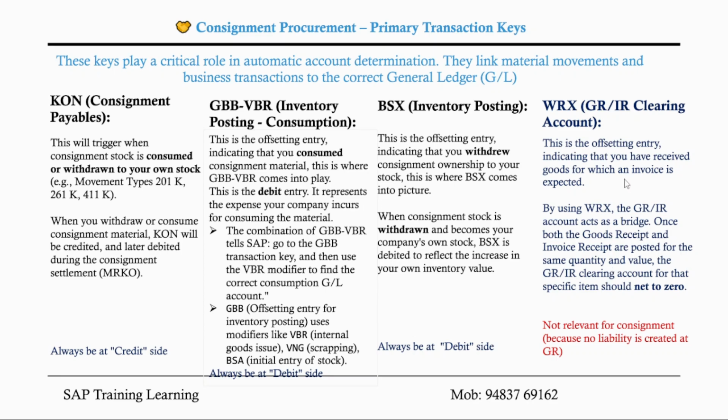If you are receiving goods directly to your stock, then WRX will come. No, you are receiving the goods into your stock, but it is not going to be your stock. It will be consignment stock. Then KON will come. Clear, right? Yeah. Mostly understand these three.